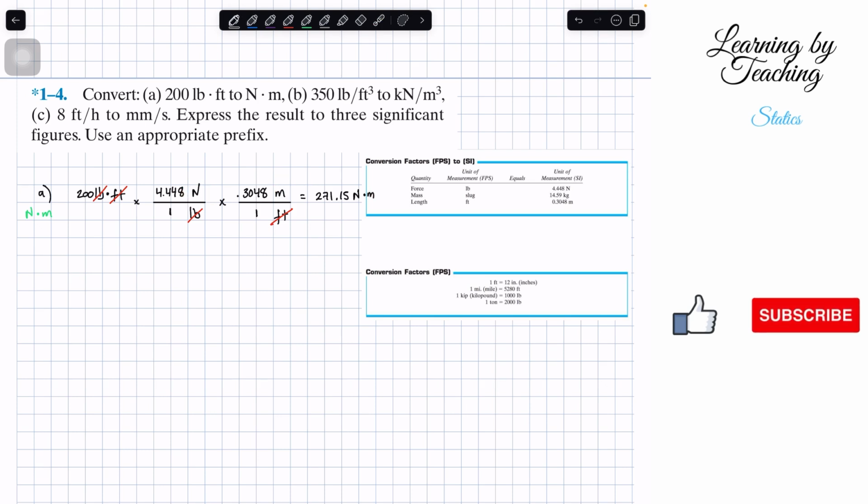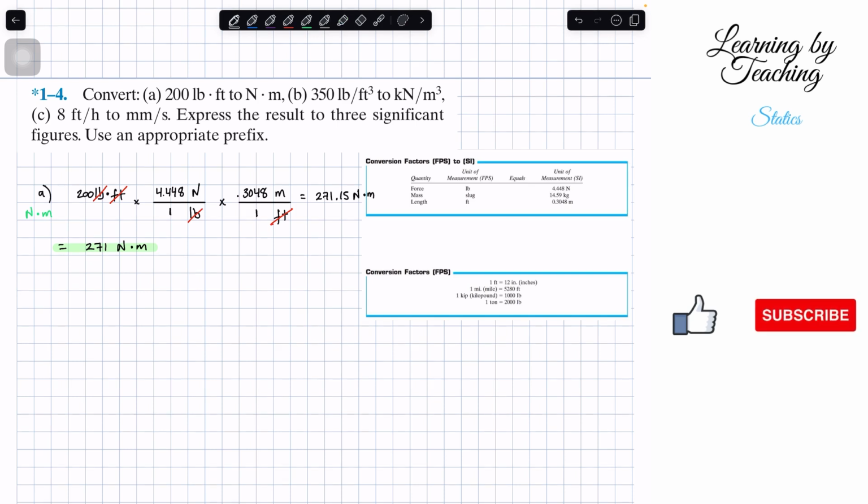Last thing we're going to do for that problem is to say, hey, I'm going to circle all of this. Express the result to three significant figures and use an appropriate prefix. So what I'm going to do is, only three significant figures, so I'm going to round this to 271 newtons times meter. And just like that, we found the answer for problem A.